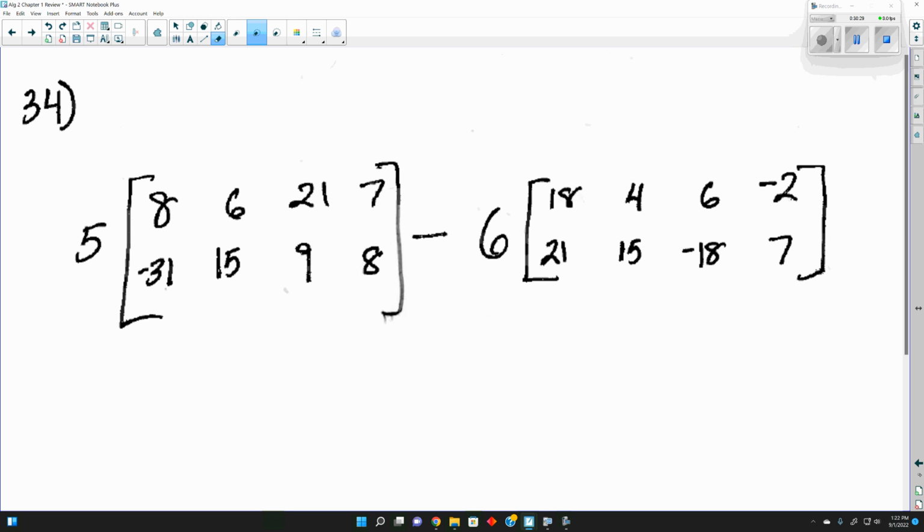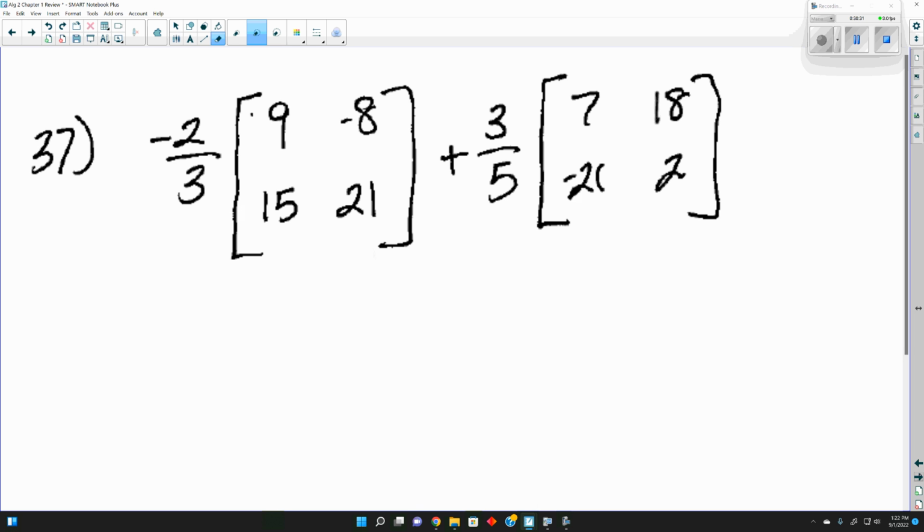Any other questions with the addition, subtraction, and scalars? We feel good with these here?